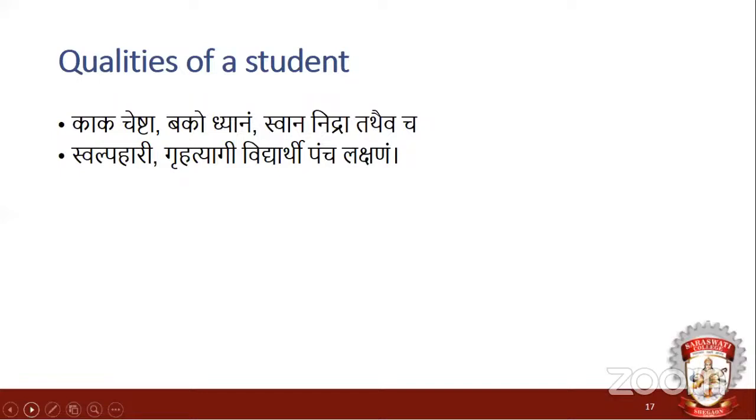Now, there is various literature. I am talking about known and traceable literature on the qualities of the student, how the student should be. It is very well defined. Kakachesta, Bakodhyanam, Swan Nidra, Tathaiva cha, Alpahari, Griha Tyagi, Vidyarthi Panchalakshanam. So this means these are the 5 qualities of a student. Clever like a crow, Kauve jaisa Chatur. Focused like a crane, Bakodhyanam.